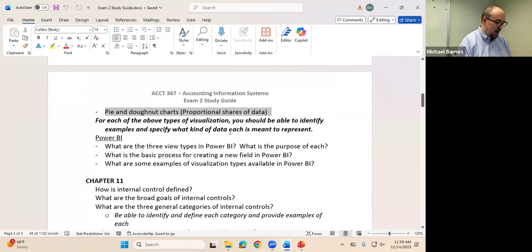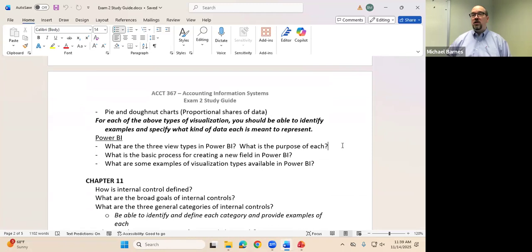As far as Power BI, what are the 3 types of view in Power BI? What is the purpose of each? We had 3 views. We had the report, the table, and the model view. The report view is the actual visualization creation view itself. That's where we create the visualizations to start with.